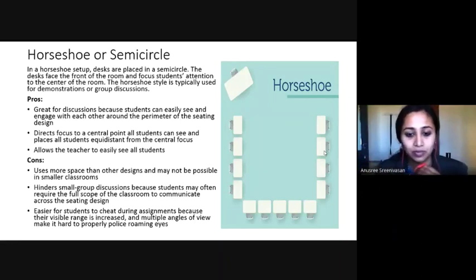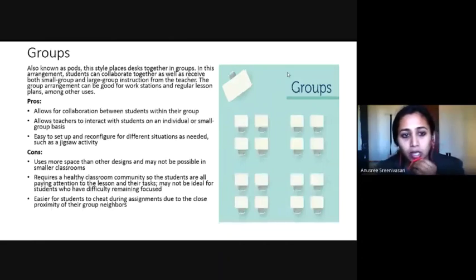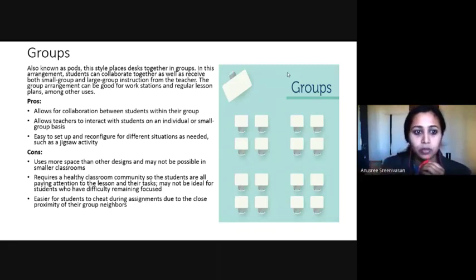Okay. Another arrangement is the groups. Like you can have pods. It's also known as pods, and in this style, it places some desks together in a group. I don't know if we use this in our schools, but I've seen in foreign schools they use this pod system, especially for younger groups.